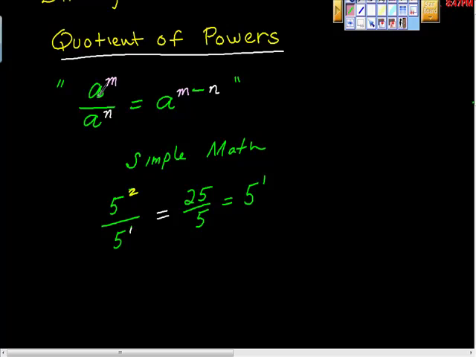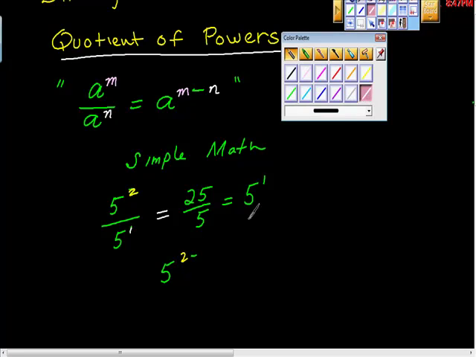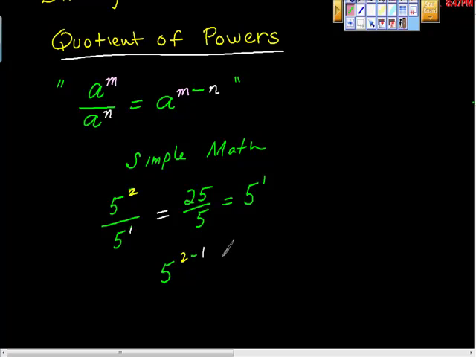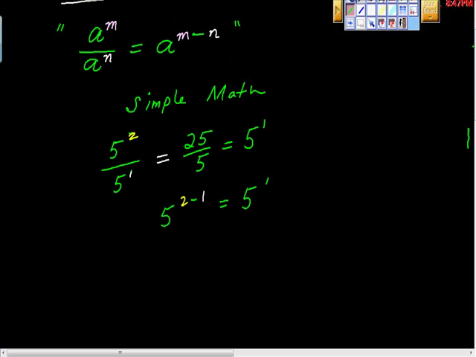Our rule says that we check and make sure the bases are the same, and they are. 5 is the same as 5. And we subtract the exponent of the denominator from the exponent of the numerator, and that would give us 5 to the 2 minus 1. Isn't that right? And 5 to the 2 minus 1 is 5 to the first power. It's not that bad. It looks really tricky, but when you just apply some simple arithmetic to it, it works pretty well. So let's try an algebraic example of this now.